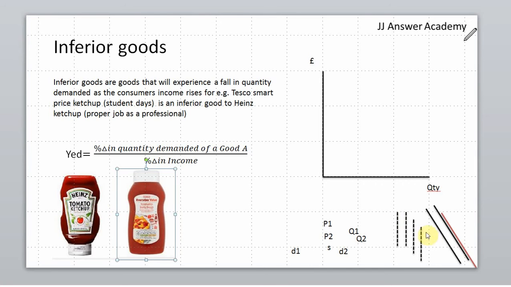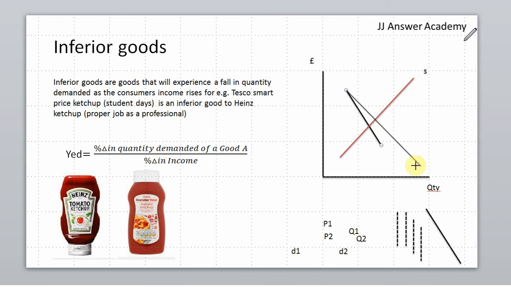Now the same can be demonstrated using a supply and demand graph. So if I plot my supply, and let's say this is the original demand curve, the downward sloping demand curve, D1, at that point when I was a student, the price was, let's say, P1. The quantity demanded at that price was Q1.